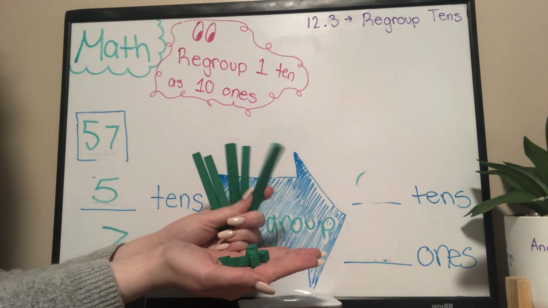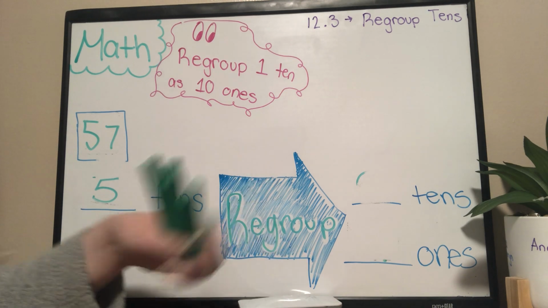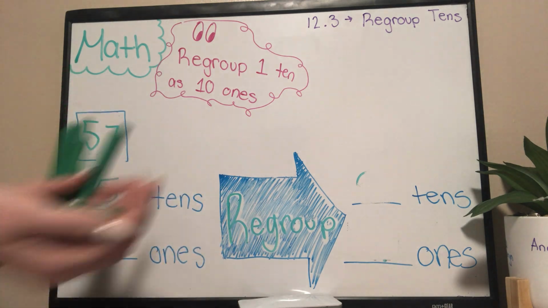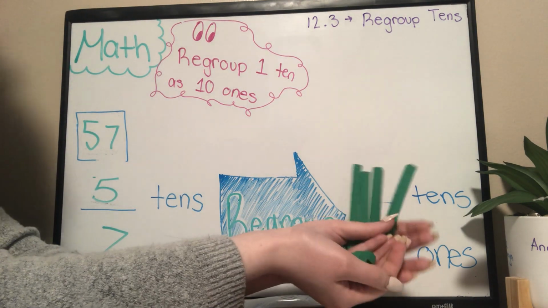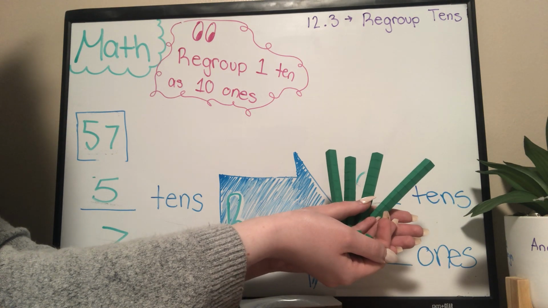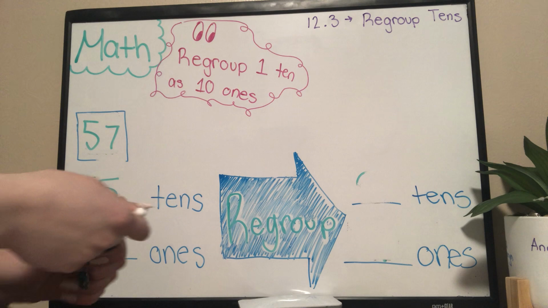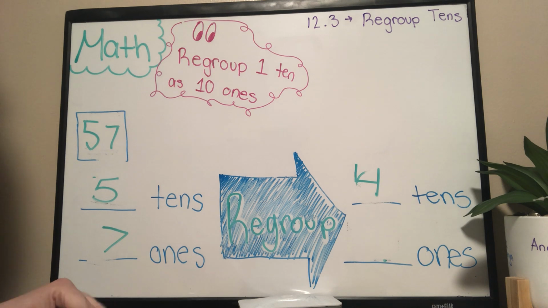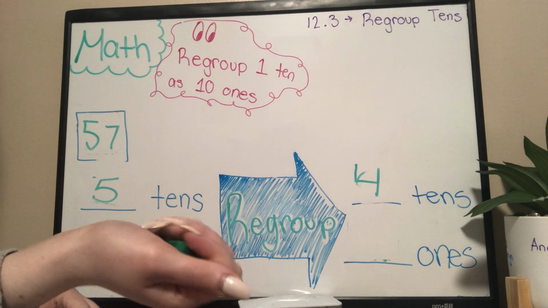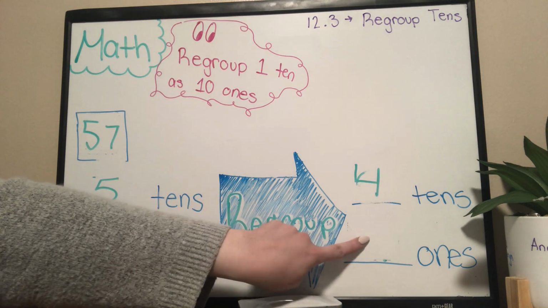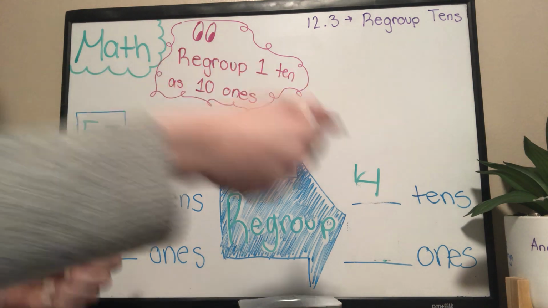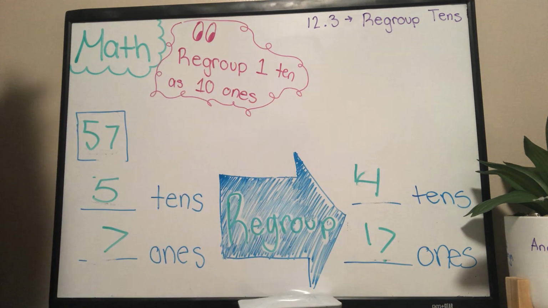I'm going to trade one of my 10 sticks for 10 ones. Put that down. I'm just going to pick them up quickly in my hand. Cool. And now we're coming over here. How many tens do I have now? Wonderful. Just 4. And before I count out all of the ones that are in my hand, how many ones do you think we're going to have over here? If you guessed 17, you have the right answer.